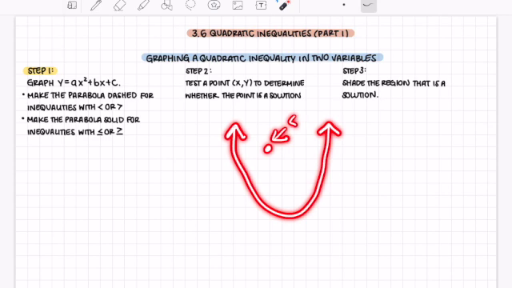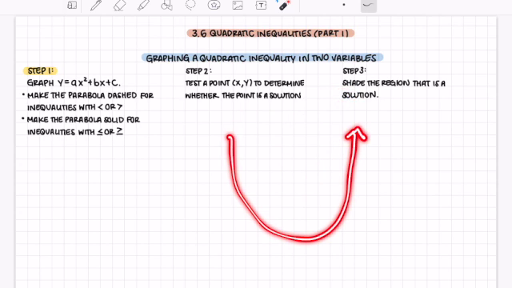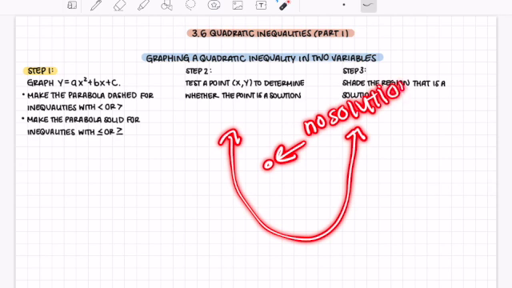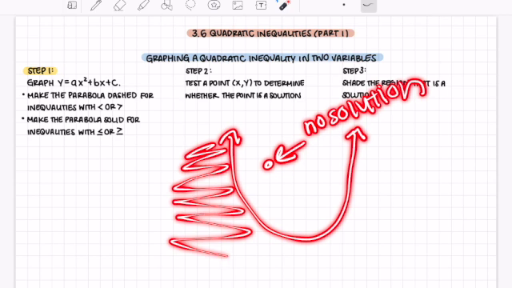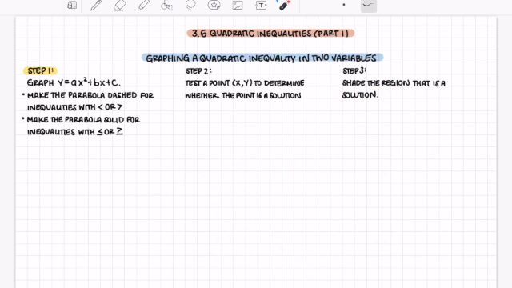If it is a solution, then I plan on shading in this region, the region inside of the parabola. If, for example, it's not a solution, and let's say we have here no solution, that means that I will be shading in the region on the outside instead.